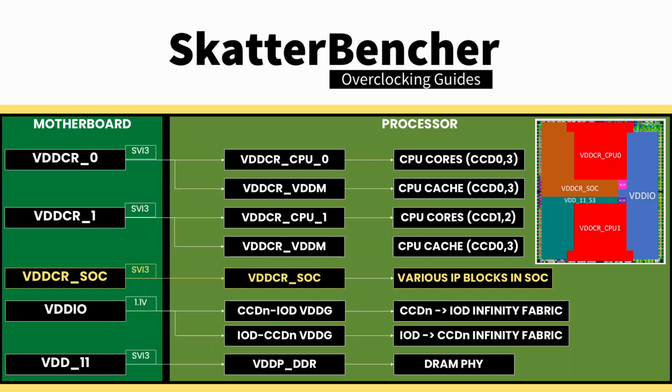The VDD-CR SoC voltage rail provides the external power for multiple internal voltage regulators on the SoC for the various IP blocks, including the memory controller. The VDD-11 voltage rail is related as it provides the external power for the VDD-P DDR5 bus signaling.